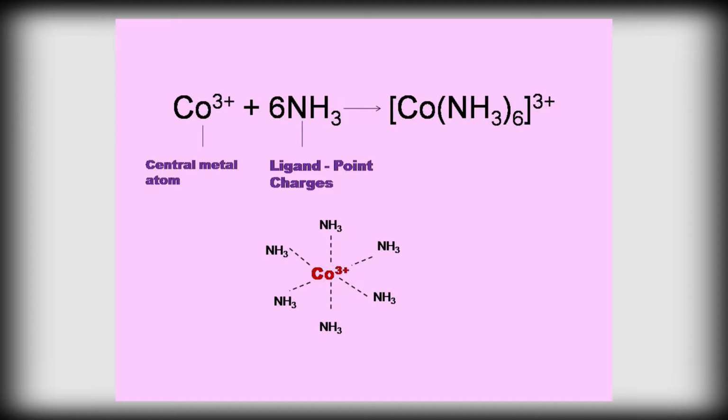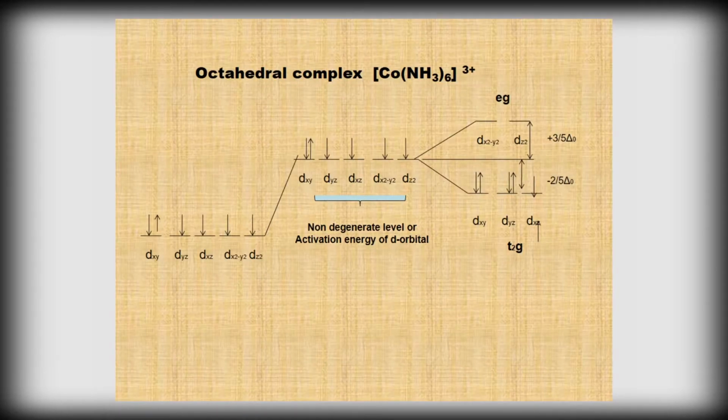With these few terms, we go forward to the concept of crystal field theory. When the ligands, which act as point charges, approach the central metal atom, repulsion exists, leading to breaking of the degenerate d orbitals. Let us consider an example: the cobalt hexaammine 3+ system. These degenerate orbitals split into non-degenerate levels of the d orbital.